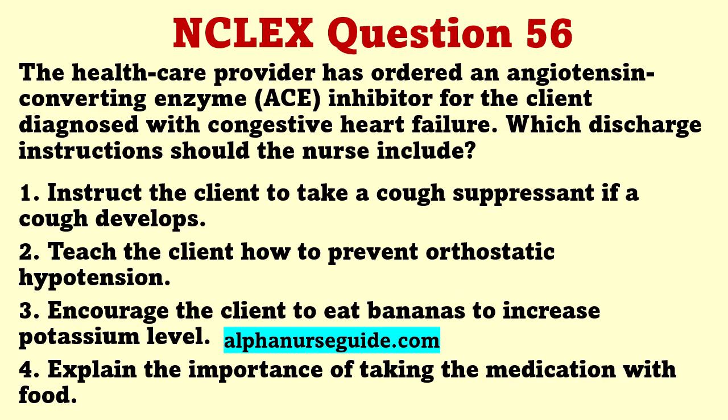The healthcare provider has ordered an angiotensin-converting enzyme inhibitor for the client diagnosed with congestive heart failure. Which discharge instructions should the nurse include? 1. Instruct the client to take a cough suppressant if a cough develops. 2. Teach the client how to prevent orthostatic hypotension. 3. Encourage the client to eat bananas to increase potassium level.